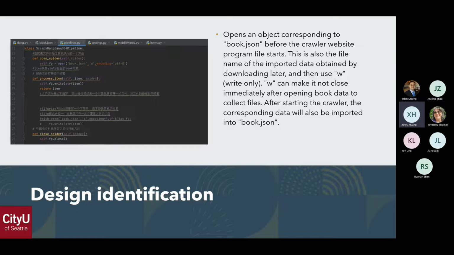I can open an object corresponding to book.json before the crawler website program starts. This is also the field name of the imported data obtained by downloading later, and then I use W. That W is write only. W can make it not close immediately after opening, so book data can collect fields. After starting the crawler, the corresponding data will also be imported into book.json.